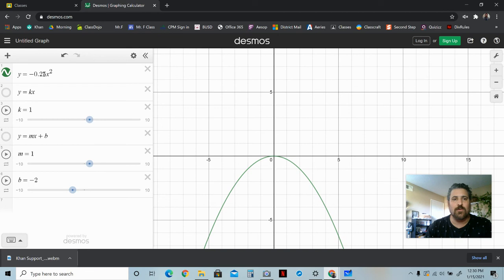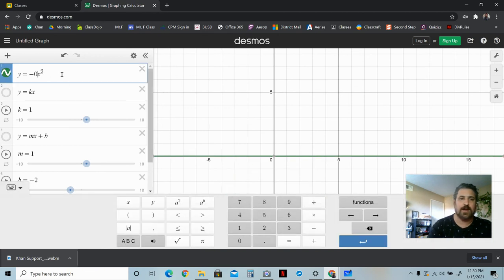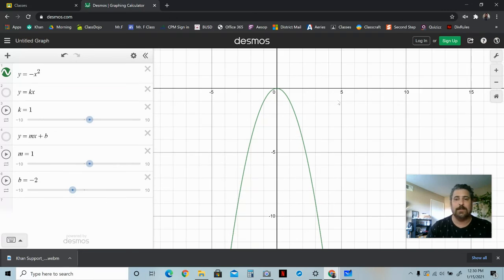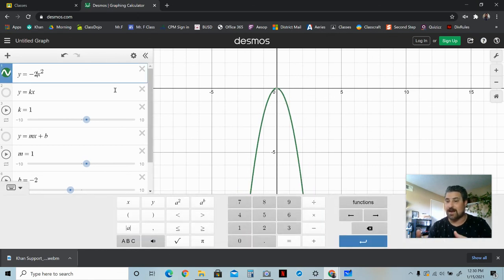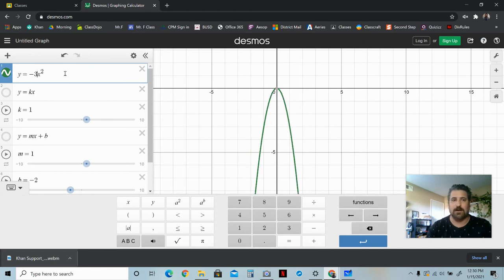If you were to make that multiplier a larger value, like, for example, 2, what's going to happen is you're going to squeeze that parabola. It's going to get narrower because it's going to be accelerating at a faster rate than if it was a multiplier of 1. So watch. If I change that multiplier to -2x squared, it gets narrower. You see that? If I change it to -3, it gets even narrower. Change to -4, you can see it gets even narrower, right?